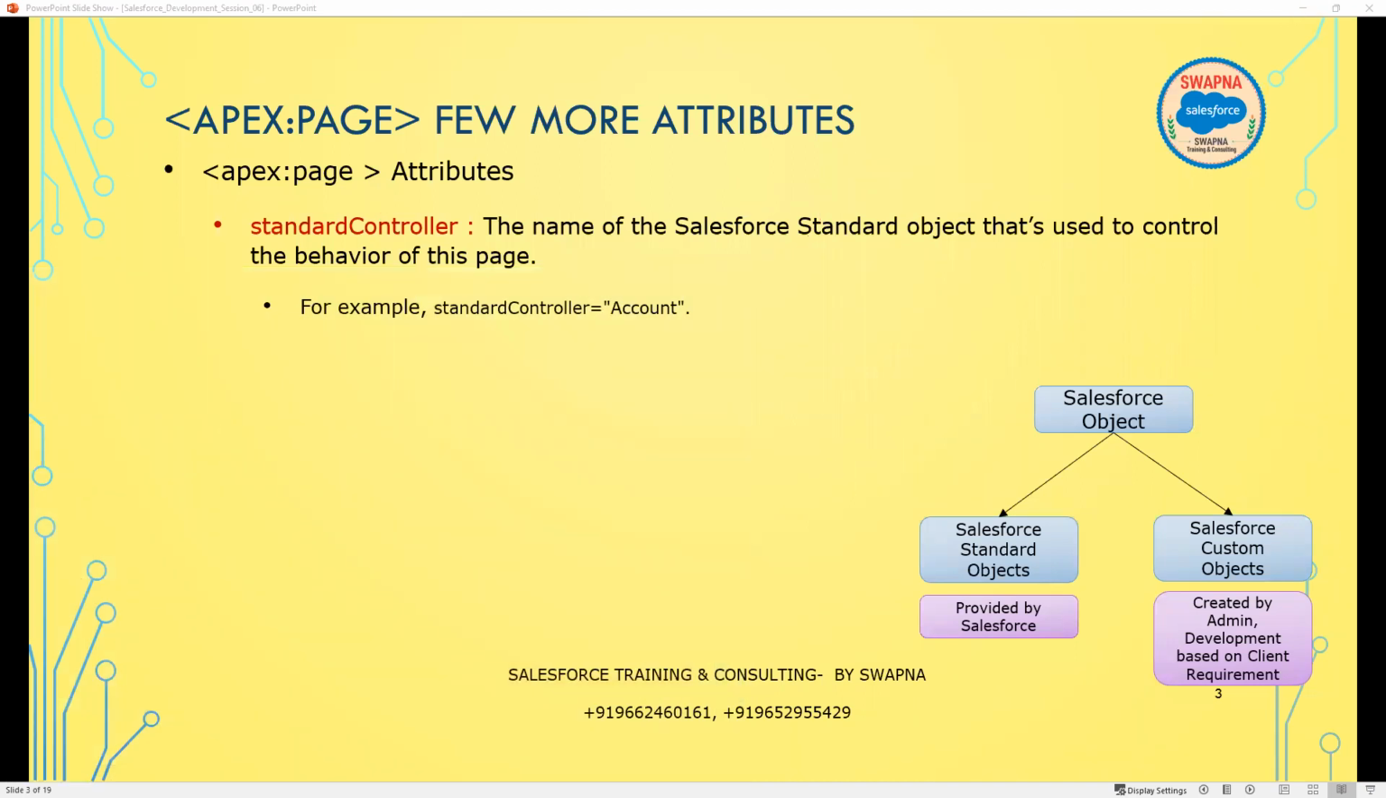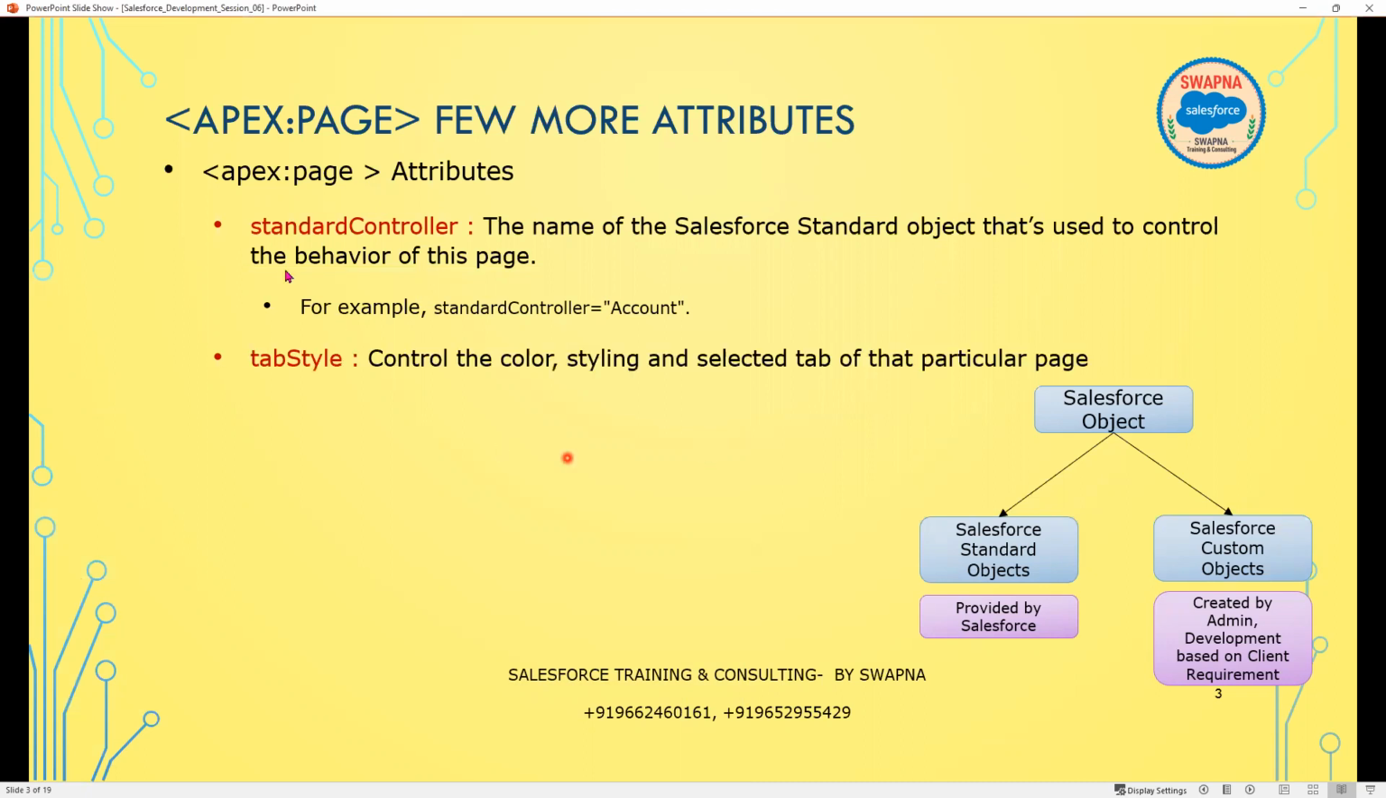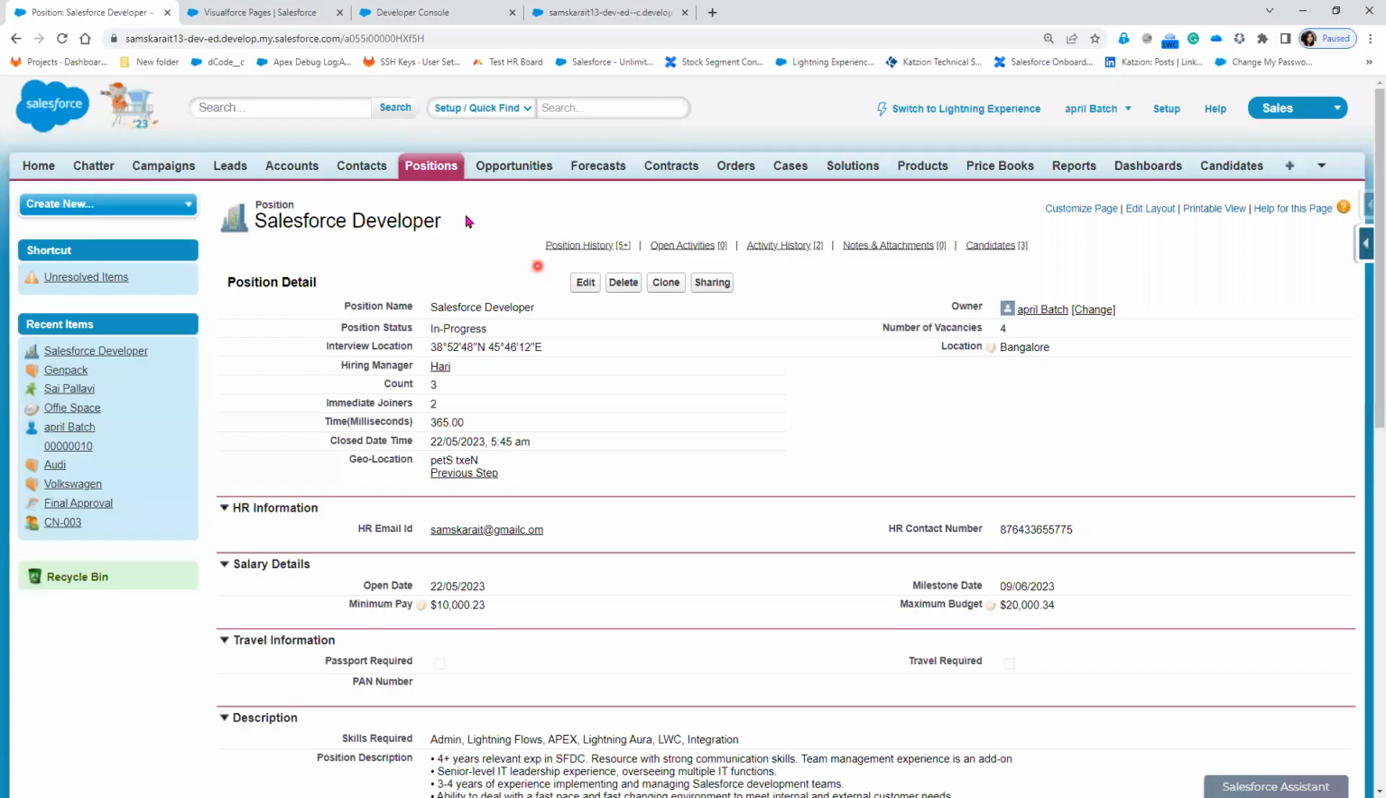So the first is the standard controller. And the next one is tab style. Whenever we use a standard controller equal to account, or position, or opportunity, by default it will take the style of that object. Style, coloring, whatever is there, it will take everything the same.